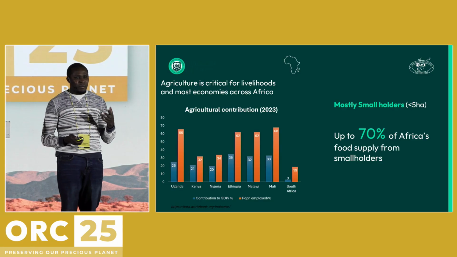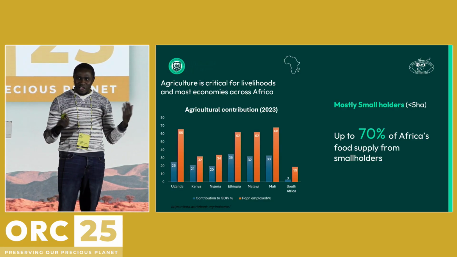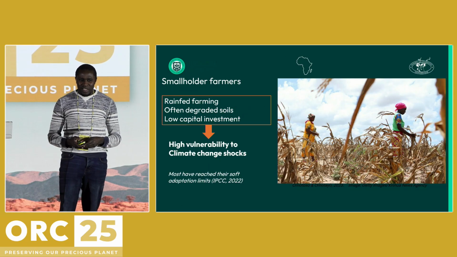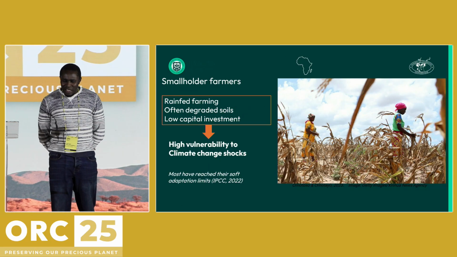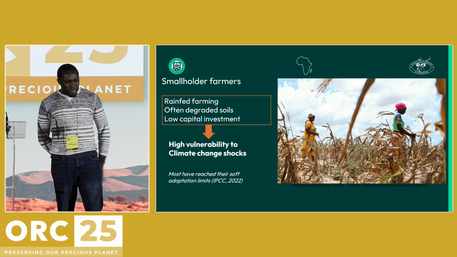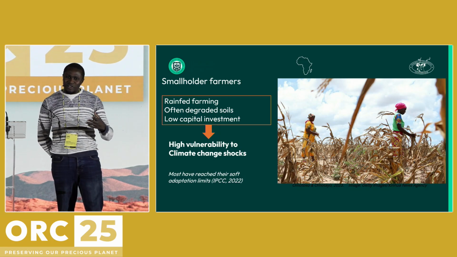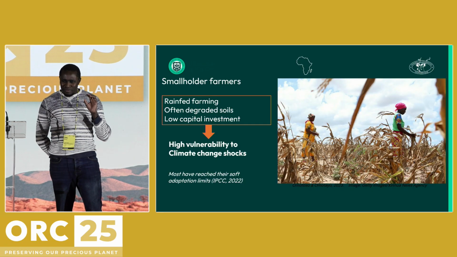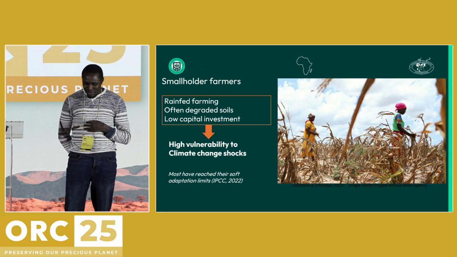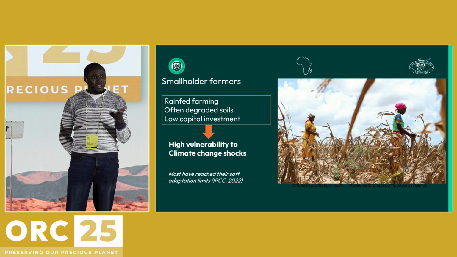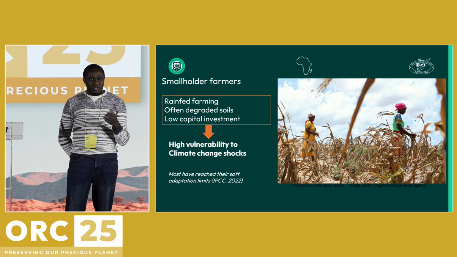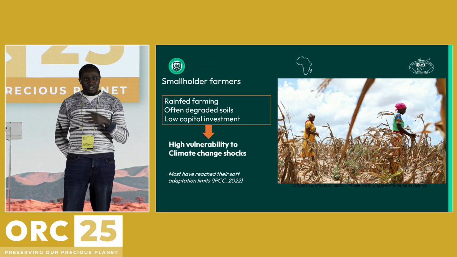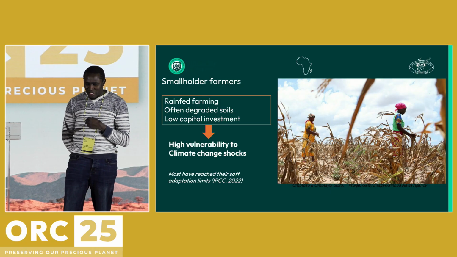Now, most of the food we might have consumed here and in most countries to date has been produced by smallholder farmers. Most of these farmers depend on rain-fed farming, often on degraded soils, and because of this, they're highly vulnerable to climate change shocks. According to one of the reports, from 2022, even when the available adaptation options could be accessed by the smallholders, they can no longer utilize them, largely because of these vulnerabilities that they experience.